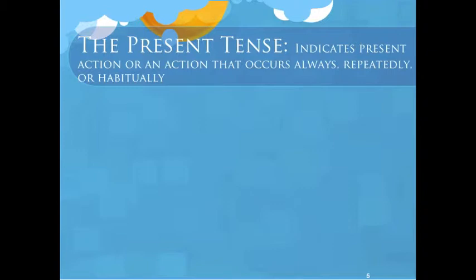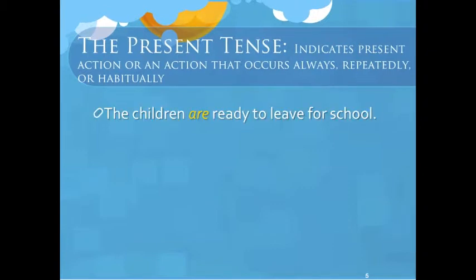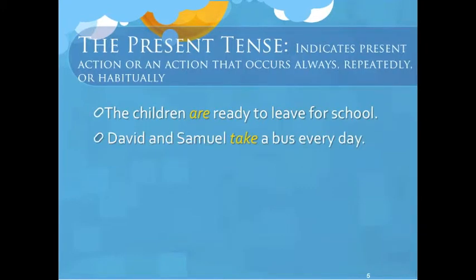All right, the first sentence. The children are ready to leave for school. That sentence talks about when? Right now. Yes, David and Samuel take a bus every day. That action is habitual, a daily habit.